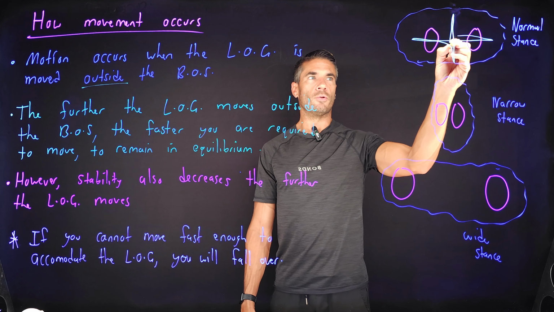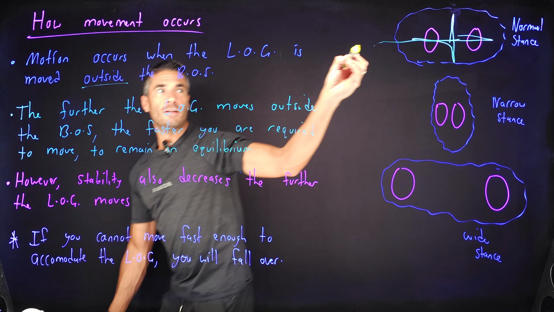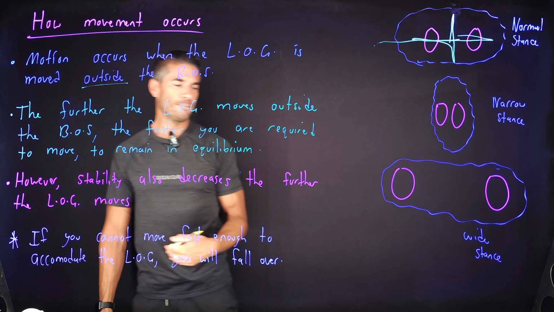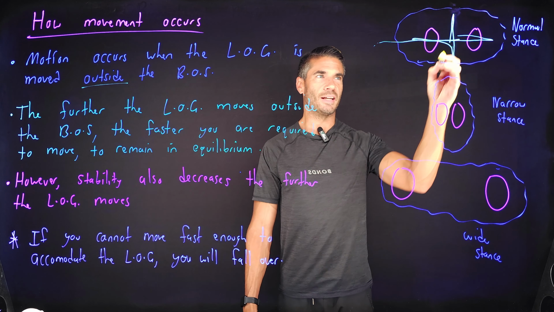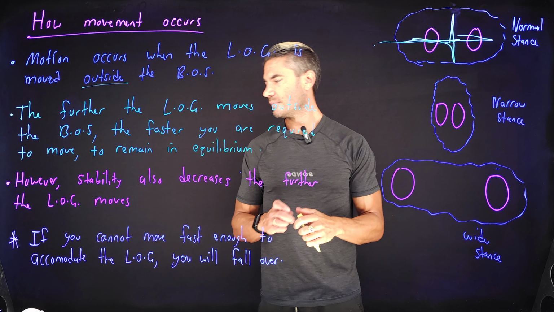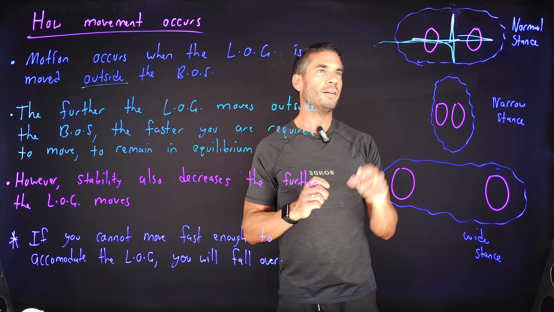Now, if I push my line of gravity way out to the side, eventually I fall, okay? And I've got to accommodate that by stepping out. Once again, if I tied my shoes together and I did this, I'm not going to do it because I don't actually want to fall. There's a chair there, I'd hit my head. Anyway, you get the point.